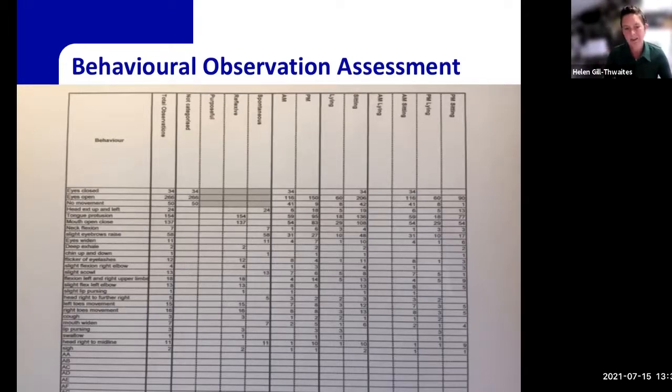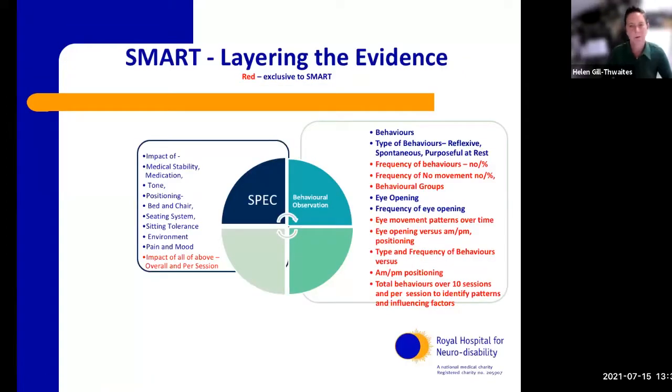And if I hadn't seen that patient at the same time over 10 sessions, those patterns would be very hard to identify. So that's the use of that tool. So that information would be in the report. And like I say here again, the red is exclusive to SMART. So certainly some of the other PDOC assessments do a short behavioural observation. They might look at the type of behaviours.